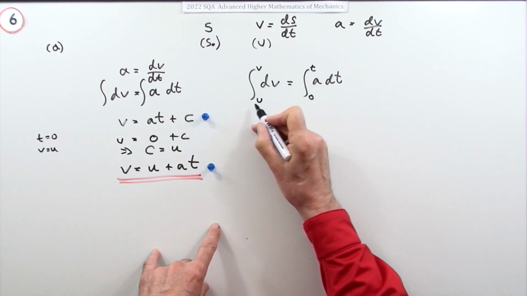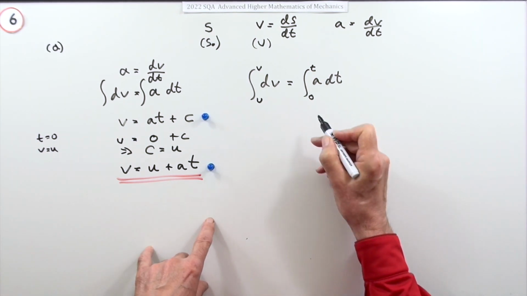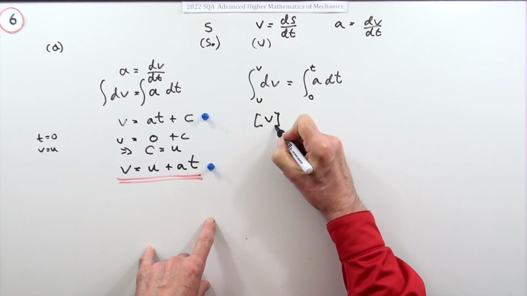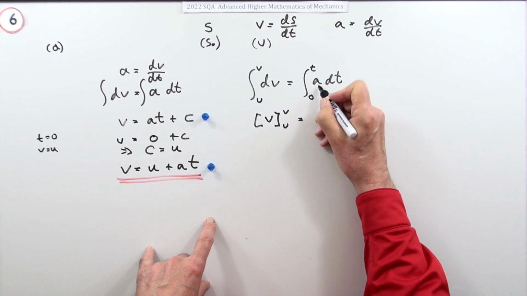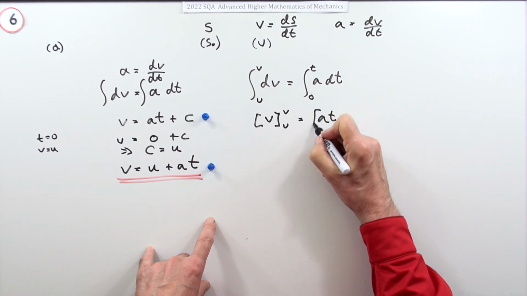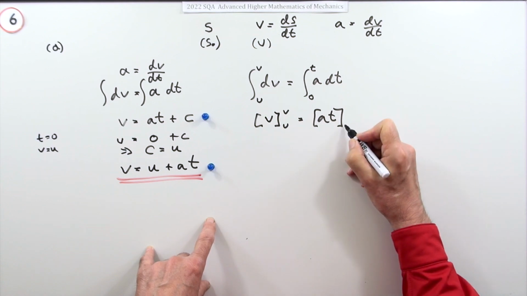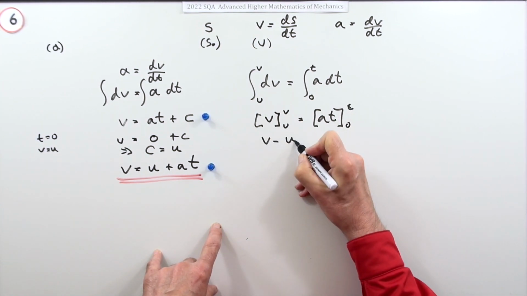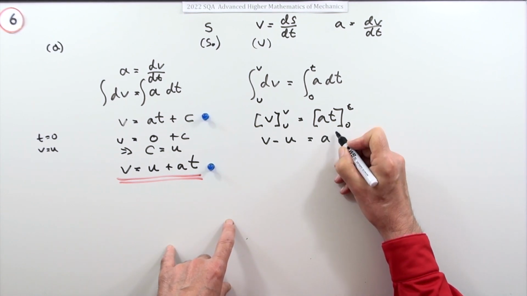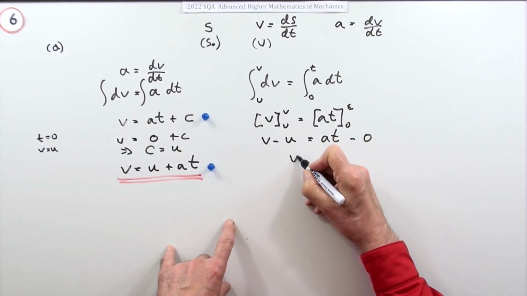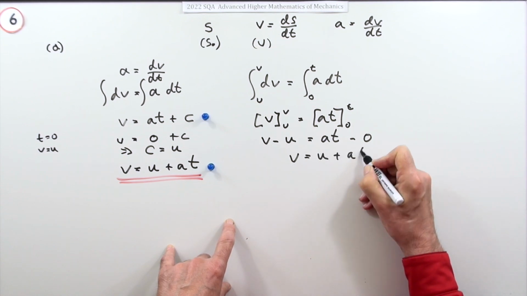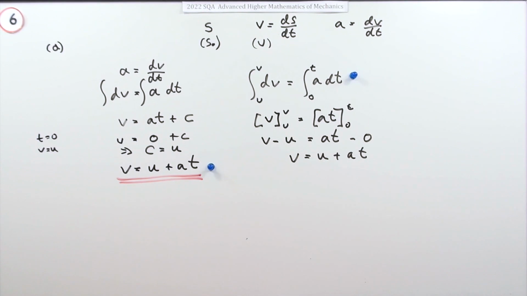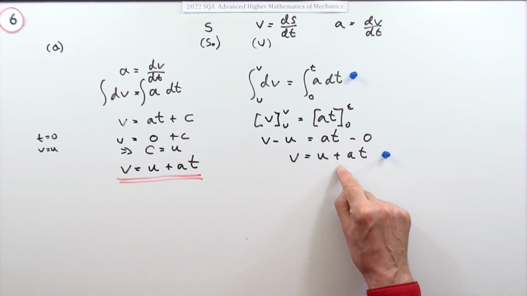The alternative way, which doesn't need a constant, is just to integrate that up. So that would go back to v, from u to v, and that would go to at, although a is a constant, it could just pop out, from 0 to t. So what that says is v minus u equals at minus 0, so v equals u plus at. So that would get the first mark, and then same as before, that would get the second.